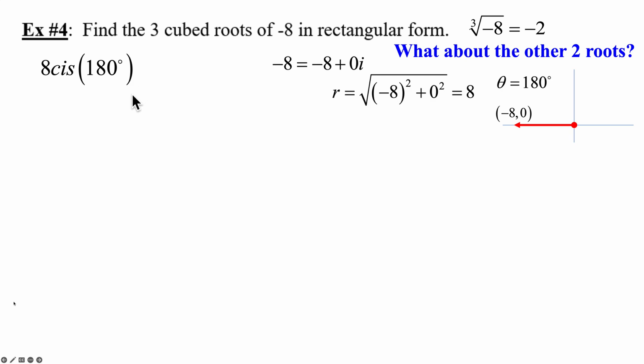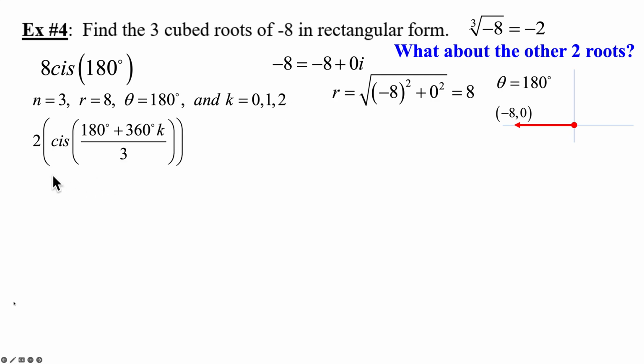Well, collect all your data. n is 3. We're looking for 3 cube roots. r is 8, and if you want to put right below that, the cube root of 8 is 2. We have it here as a negative, but it's going to be a positive. Theta is 180 degrees, and k is going to be 0, 1, and 3 minus 1, 2. So here's the nth root formula in shorthand form. There's my nth root of 8, that's the 2. There's my theta, plus 360 times k, all over 3.